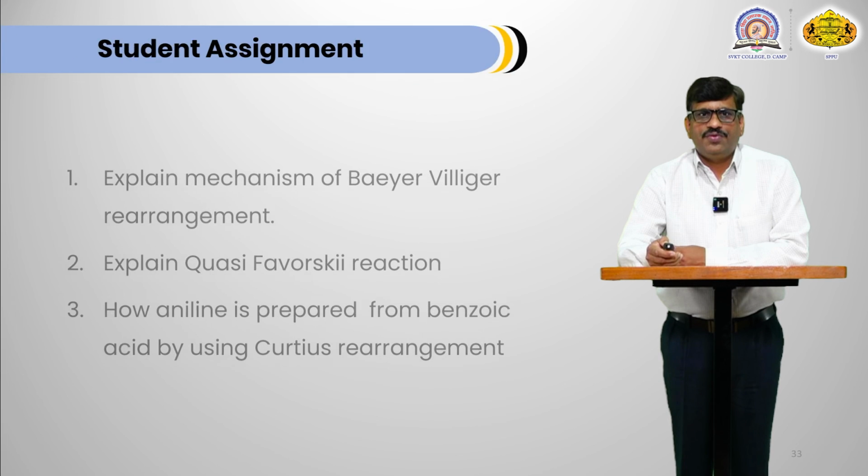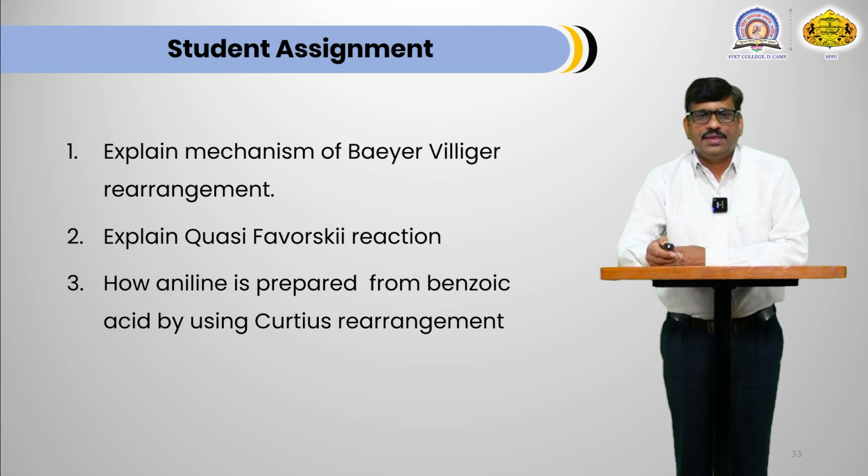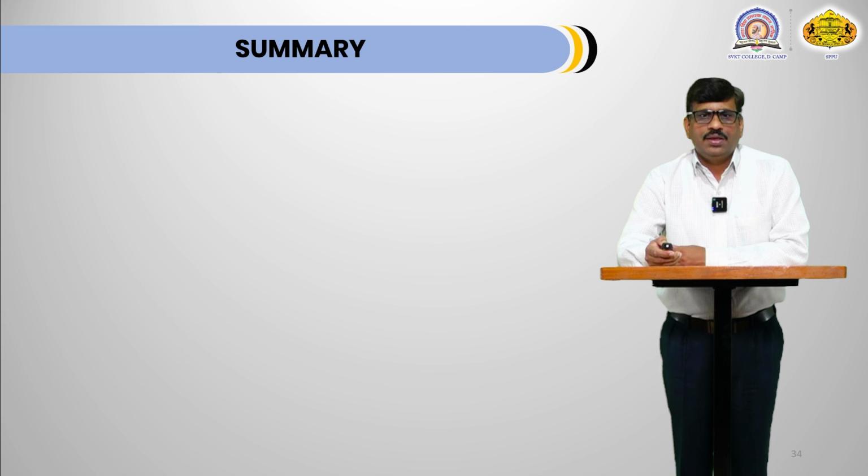Let's see the assignment for today's session. First question, explain the mechanism of Baeyer-Villiger rearrangement. Second, explain the Favorskii reaction. And the third one, how is aniline prepared from benzoic acid by using Curtius rearrangement. You have to solve all these questions and send them to me on my Google Classroom.